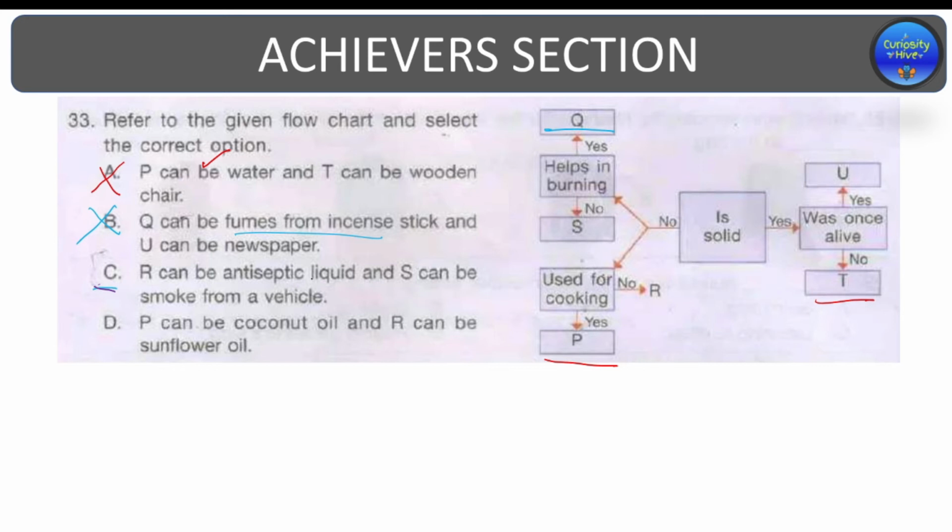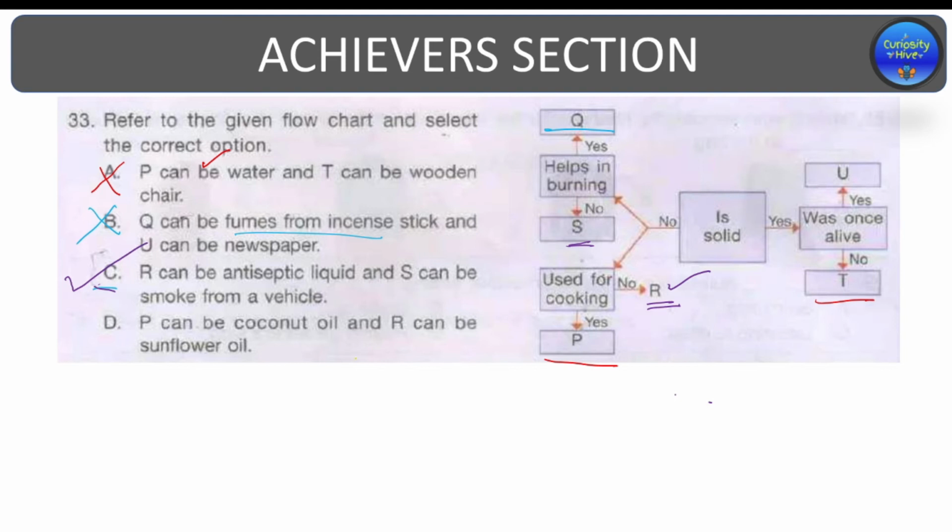It says R can be an antiseptic liquid. Is it solid? No. Is it used for cooking? No. Well, that's correct. And S can be a smoke from a vehicle. S is the smoke. Is it solid? No. Helps in burning? No as well. It is the byproduct or outcome of burning. So C looks to be correct.